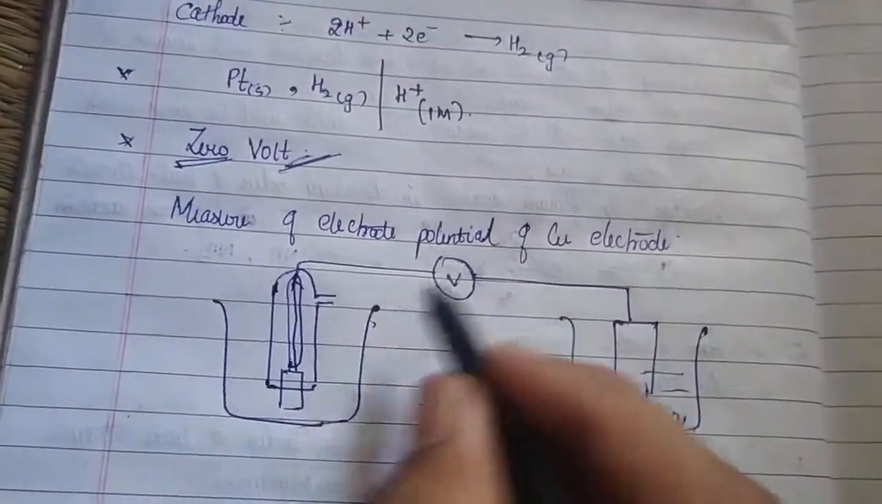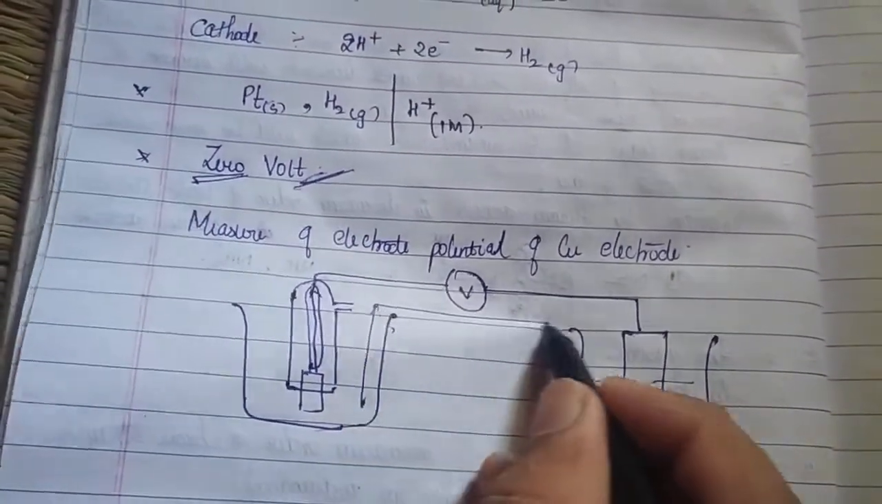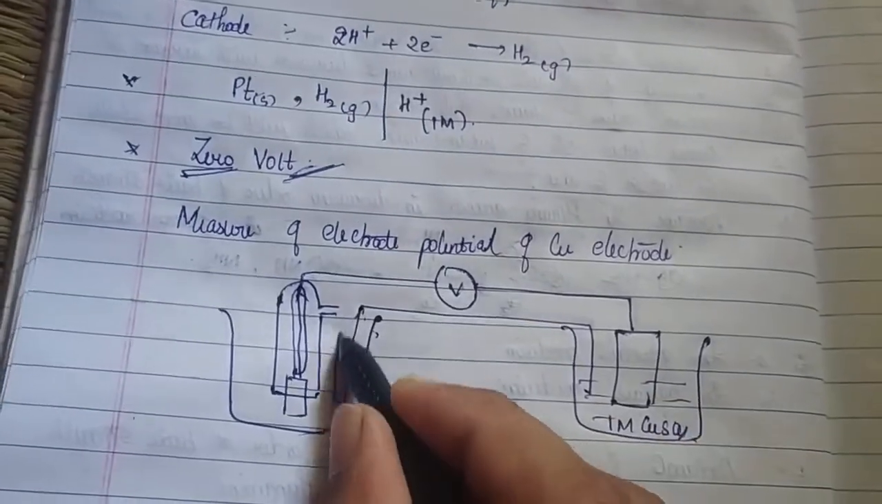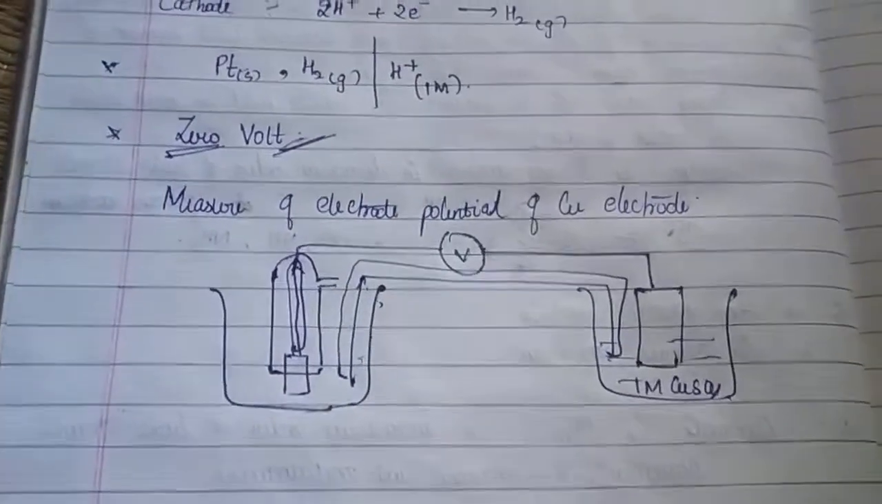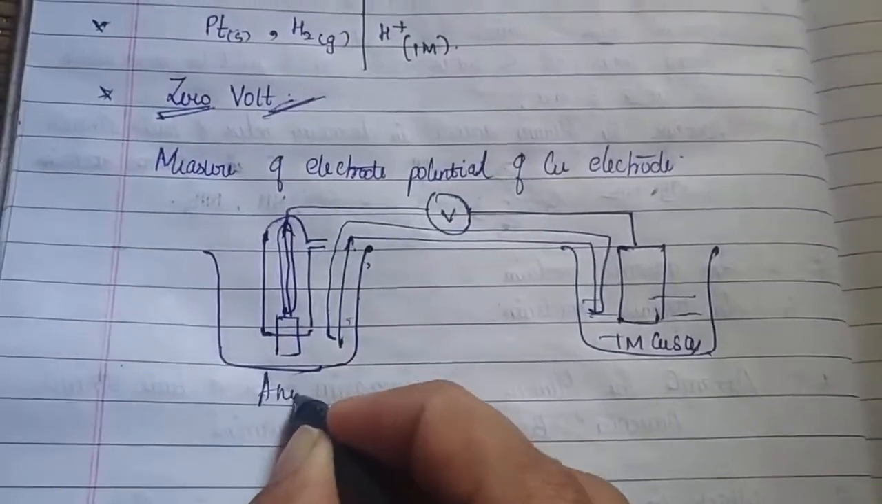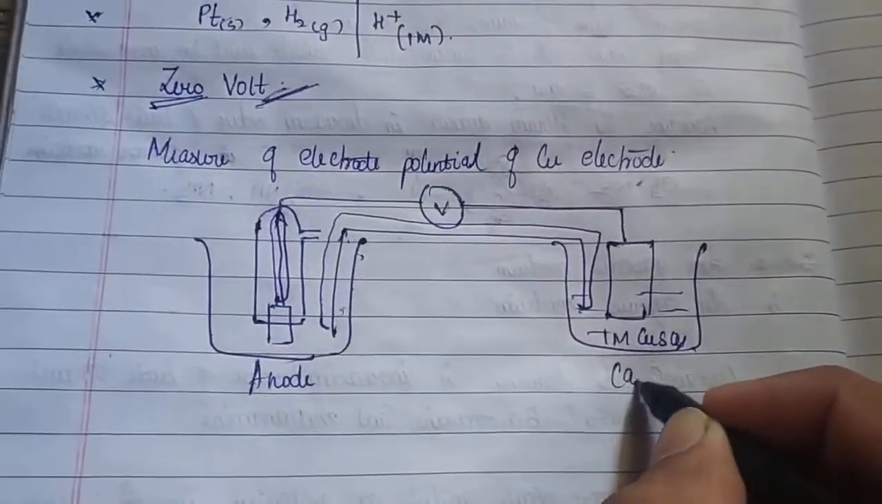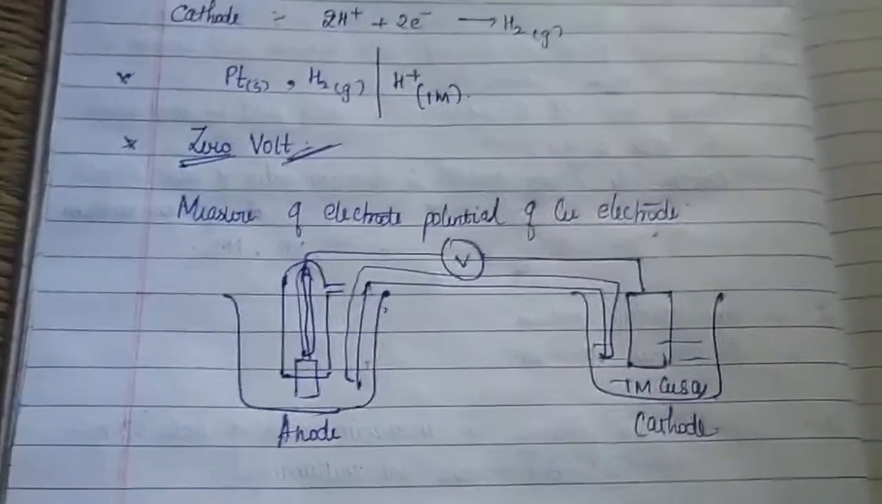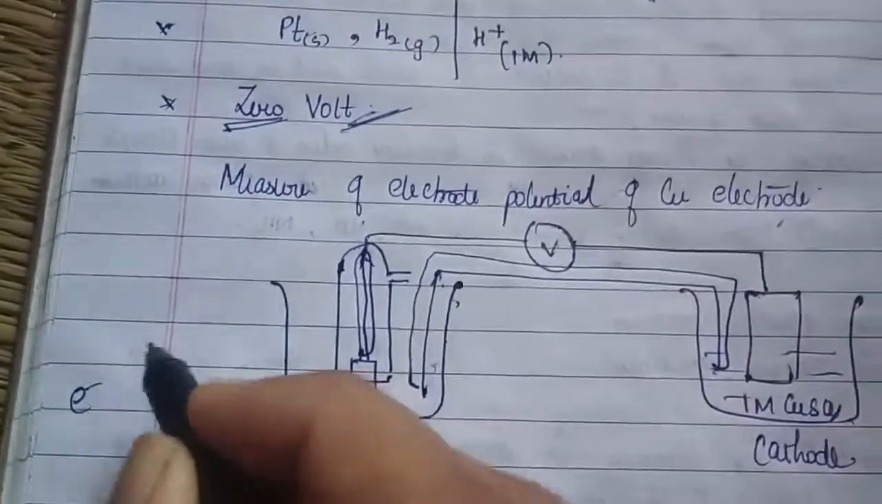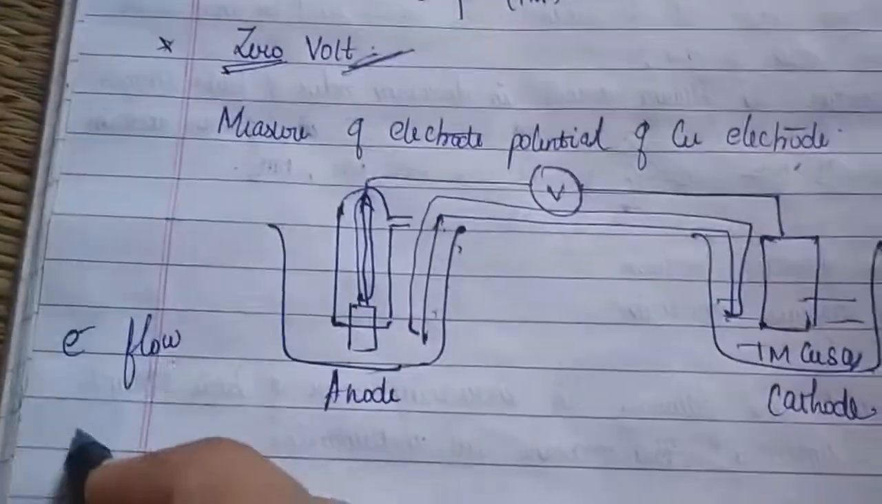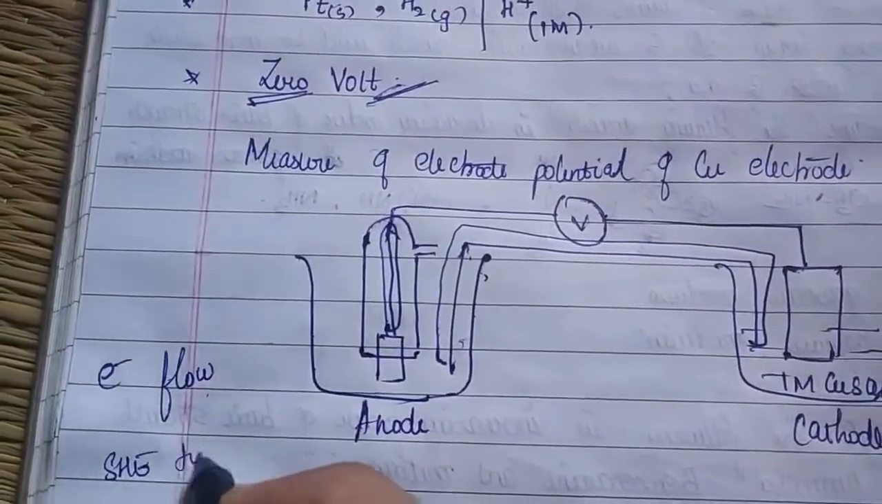Of course, we have made the external circuit, but don't forget the internal circuit. There is a salt bridge. So like this they have shown you, and directly they have said that this is your anode, this is your cathode. Of course, they have given us the explanation also. What is that? Electron is flowing from SHE to the copper electrode.